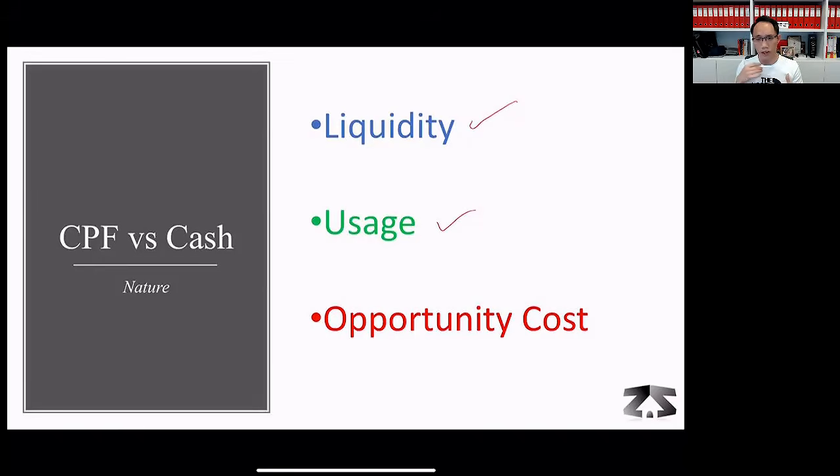In other words, if I can paraphrase it, I would say it's the pull factor. All right, what are the better alternatives that you can use this cash or CPF for? This is something to think about when you're looking at both of them.